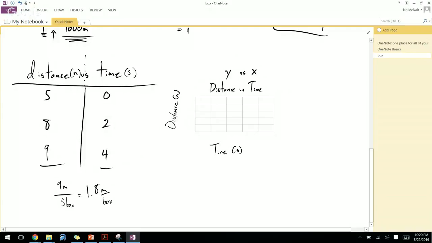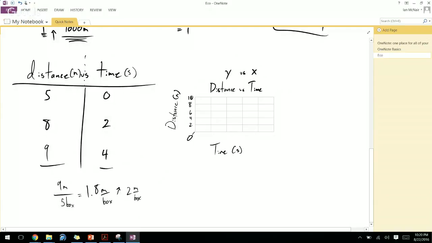1.8, however, kind of looks disgusting, so we're just going to round that up. You always need to round upwards. So instead of 1.8, we can just say 2 meters per box. Then we can go ahead and label it. We have, of course, 0 at the bottom, then 2, 4, 6, 8, 10. Sometimes my zeros look like 6s, so just be careful.